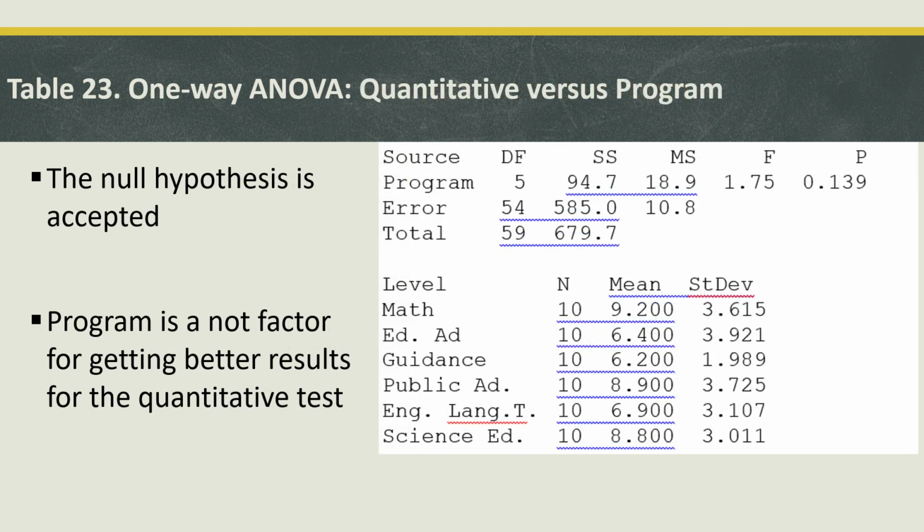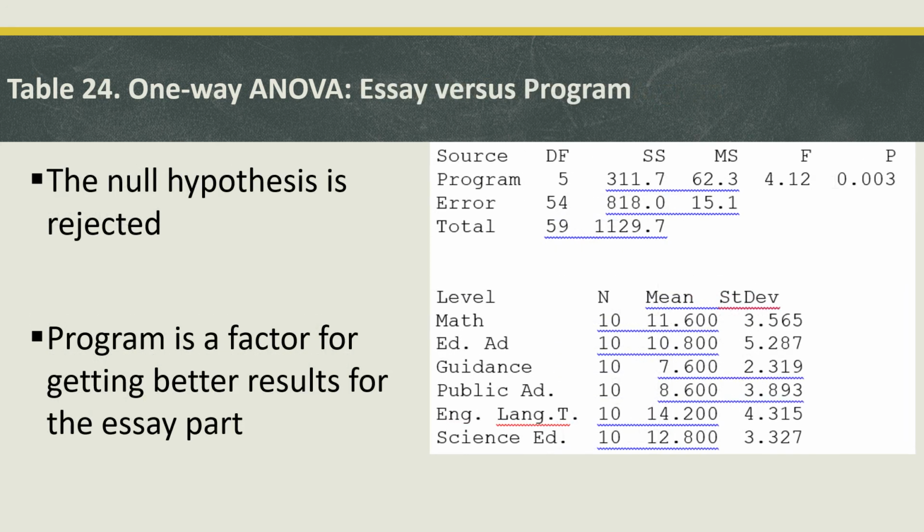This is also the same for quantitative. The null hypothesis is accepted. Program is not a factor for getting better results or scores for quantitative test. However, for the essay versus program, the null hypothesis is rejected. It means that some or one program is a factor for getting better results for the essay part.